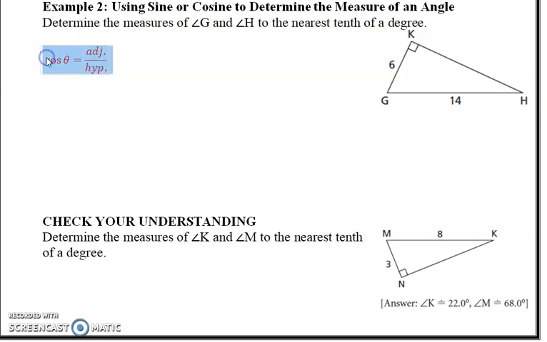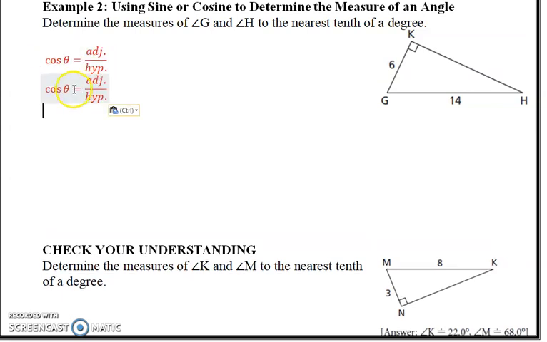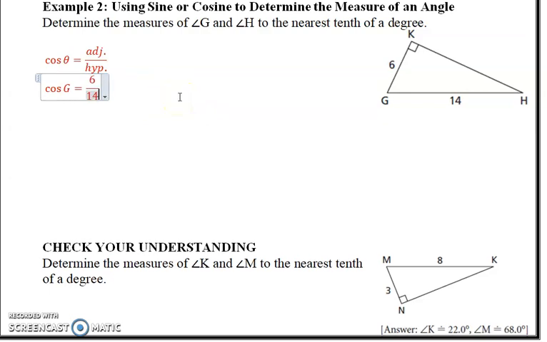I'm going to copy that just so I have that original there for you. Remember that's going to be G, and the adjacent side is the one that's attached to that angle, 6. And the hypotenuse is always across from the right angle, so across from K is 14. 14 is indeed the hypotenuse. There's no need to change this to a decimal. Some people will. I just leave it as is.